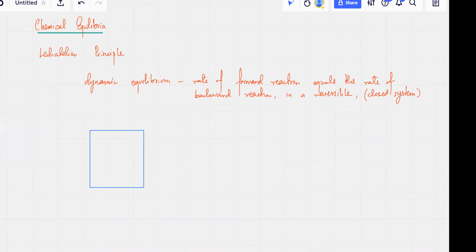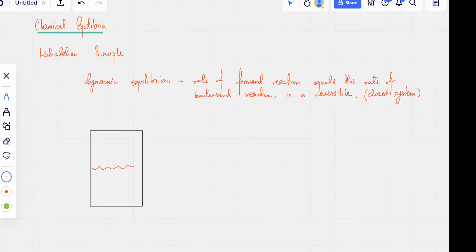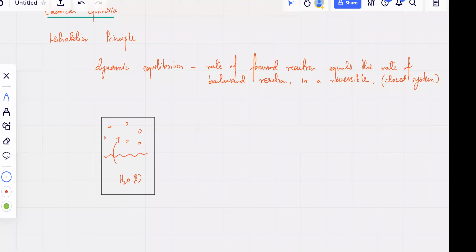So, for example, you've got your water example. There's a water bottle and there's liquid water, and it doesn't seem to evaporate. Why? Because it is constantly evaporating, turning into H2O gas, but at the same time, the water vapors are changing back into liquid water as well. So there's a reversible reaction happening: H2O liquid changes into H2O gas, and the rate of forward reaction and the rate of backward reaction are equal.